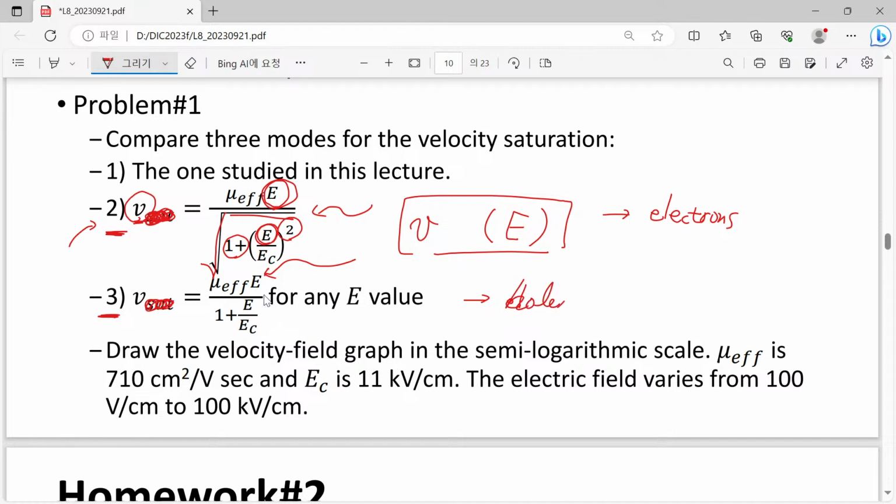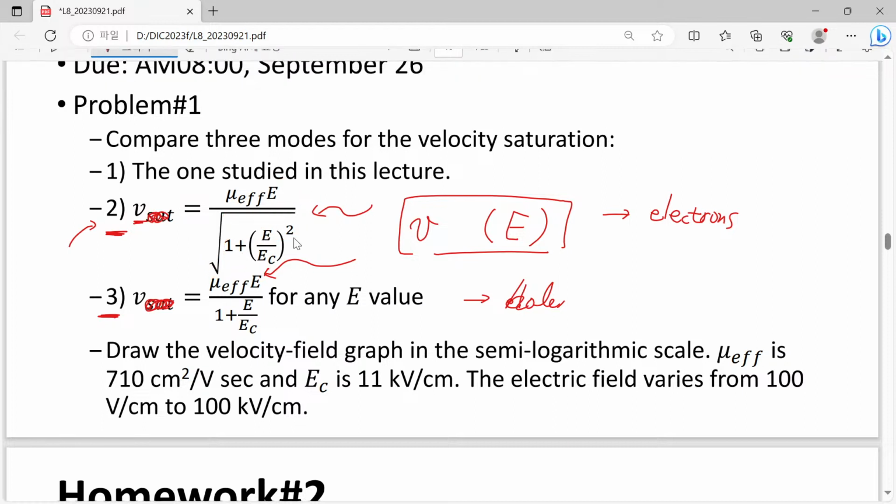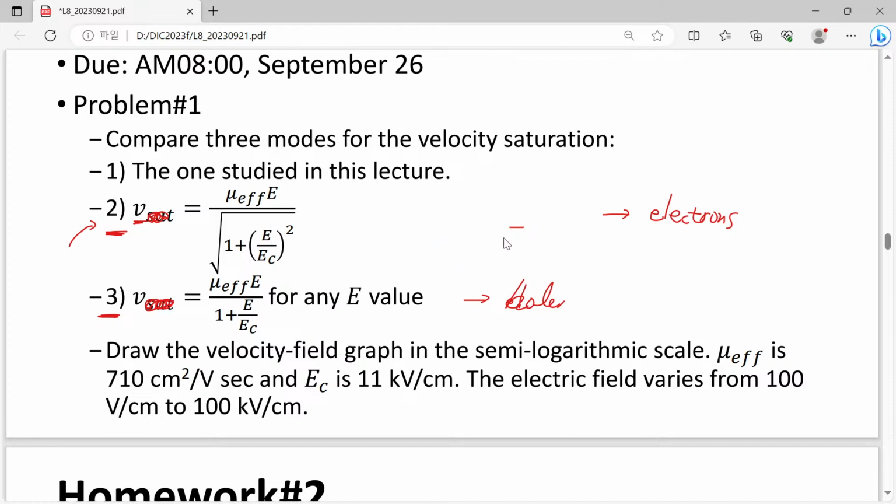Why do we have different behavior? It can be easily understood. Let me just consider this. Now let's say that we have two models and we are now increasing the electric field.